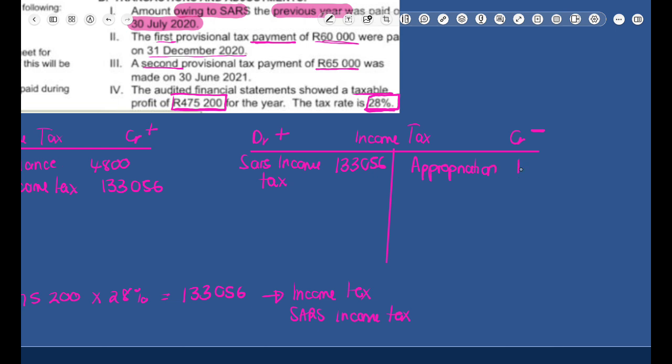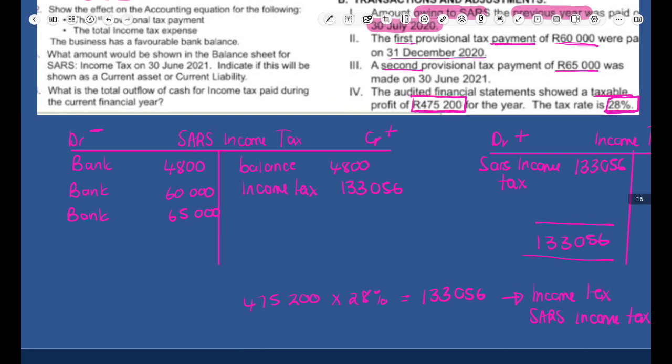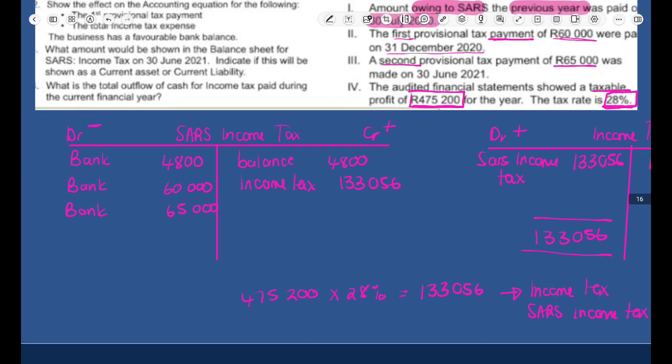Appropriation 133,056. Then 133,056. So we're closing off this account. Then now we close off the SARS income tax account.